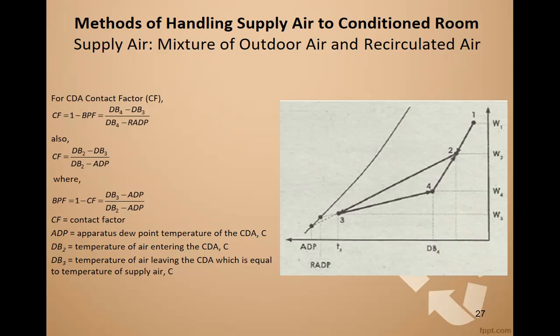So also, CF is equal to (DB2 minus DB3) over (DB2 minus ADP). Where BF is equal to 1 minus CF is equal to (DB3 minus ADP) over (DB2 minus ADP). CF is the contact factor. ADP is the apparatus dew point temperature of CDA. DB2 is the temperature of air entering the CDA. And DB3 is the temperature of air leaving the CDA, which is equal to the temperature of supply air.